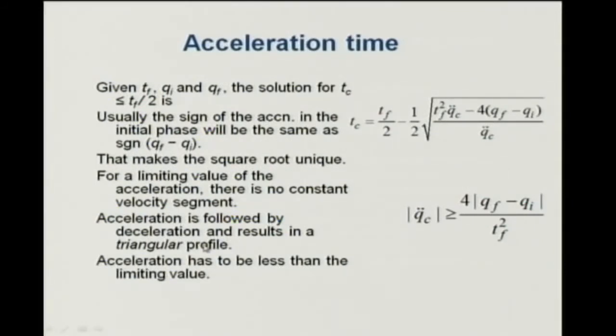So you get the triangular profile, and in general the acceleration has to be more than this limiting value, because if it is less, then you cannot accelerate and decelerate, and that is the faster way of doing that. Then we will not complete the motion in the given amount of time.